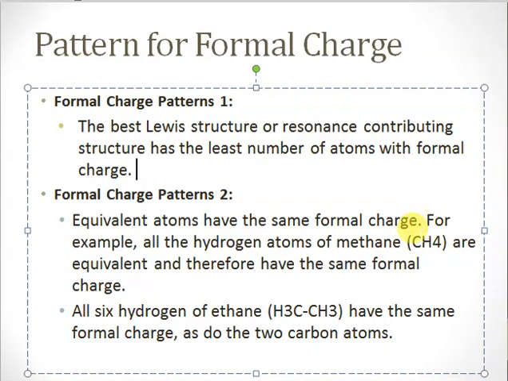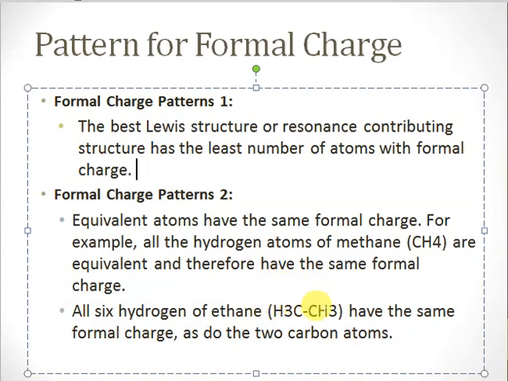It means that if one of the hydrogens has a zero formal charge, then all four hydrogens will have the same charge, that will be zero, right? So we say these four hydrogens are equivalent, they are the same. All atoms that are bonded to the same atom have the same formal charge, so you don't need to calculate formal charge for separate hydrogen atoms.